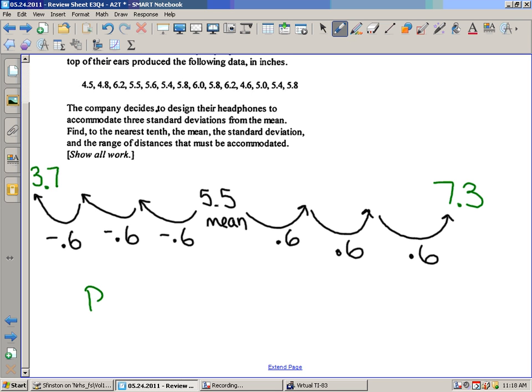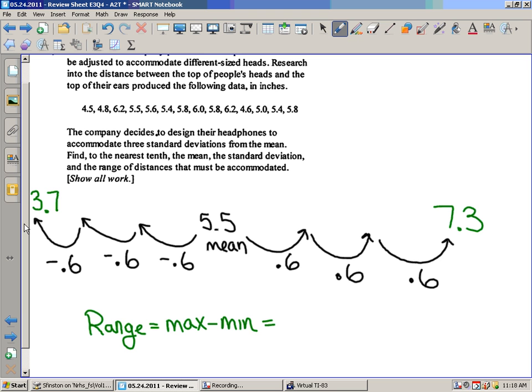Yeah, because range is max minus min. In the calculation, it tells you the max minus min of the numbers that you entered in. So max minus min, what is 7.3 minus 3.7? The range is 3.6. And we should just indicate that this is the standard deviation.